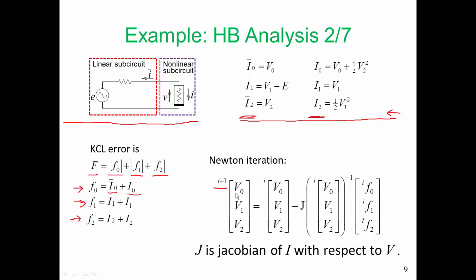So our voltage guess is V0, V1, V2 expressed as a vector here. This is the i+1th iterate of the voltages, which is equal to the ith iterate of the voltages, corrected by this term here. So this is our error vector, and this whole thing is a matrix, called the Jacobian matrix, and that is the derivative of the KCL error of the current with respect to V.